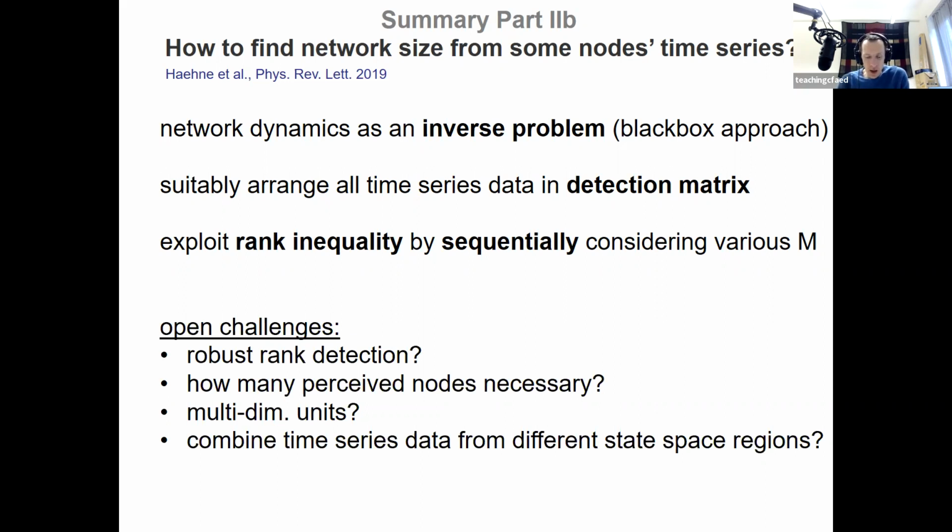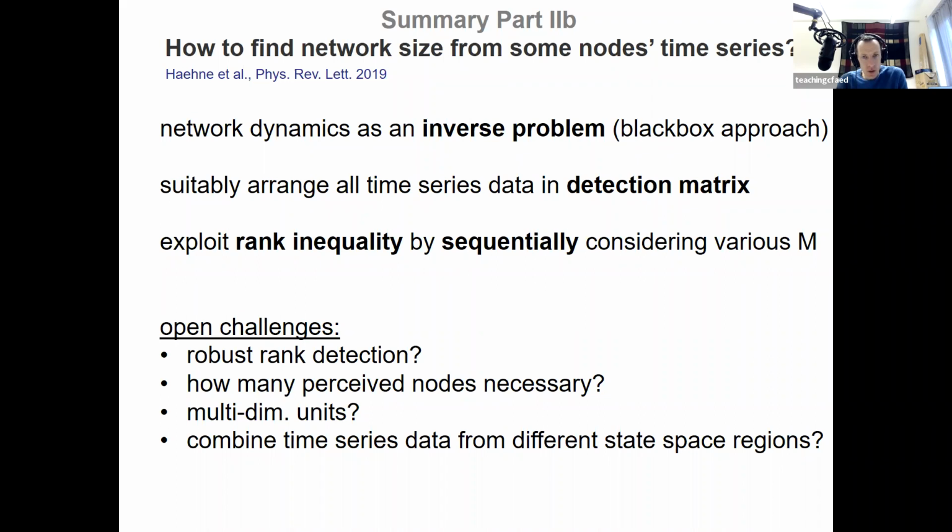Open challenges there are how can we robustly detect ranks, for example, noisy data, for large matrices. But it's a hard problem, but it's essentially a numerical linear algebra problem, which no one has solved so far. How many perceived nodes do we need?